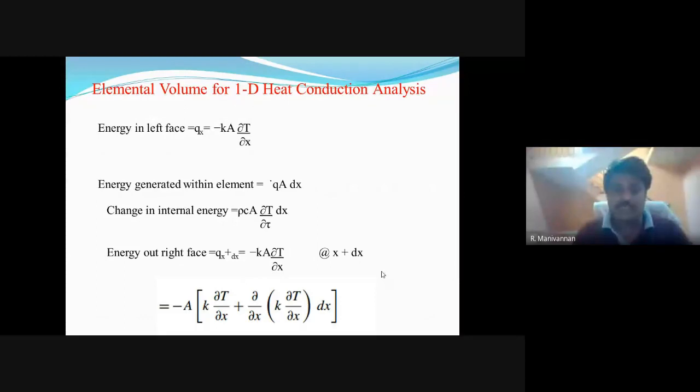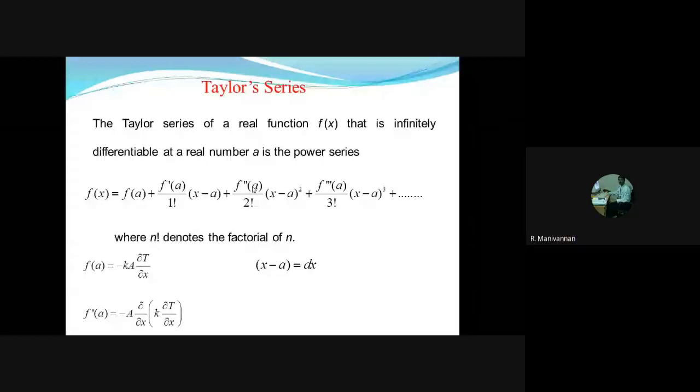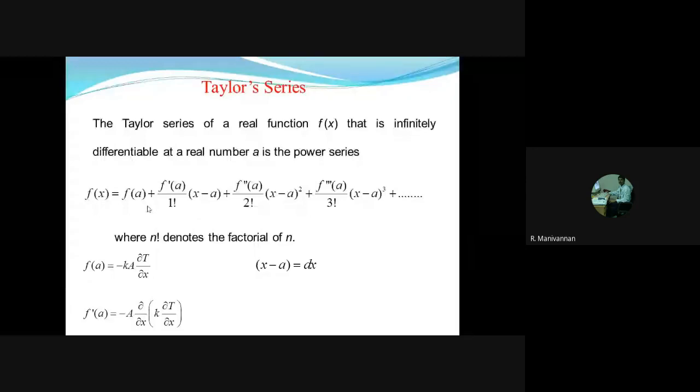So the Taylor series is: f(x) equals f(a) plus f'(a) divided by 1 factorial into (x minus a), plus f''(a) divided by 2 factorial into (x minus a) whole square, plus f'''(a) divided by 3 factorial into (x minus a) whole cube, and it goes on. It is an infinite series, but we are going to consider only the first two terms and write the energy conducted out at the right phase, because we are making an approximation.